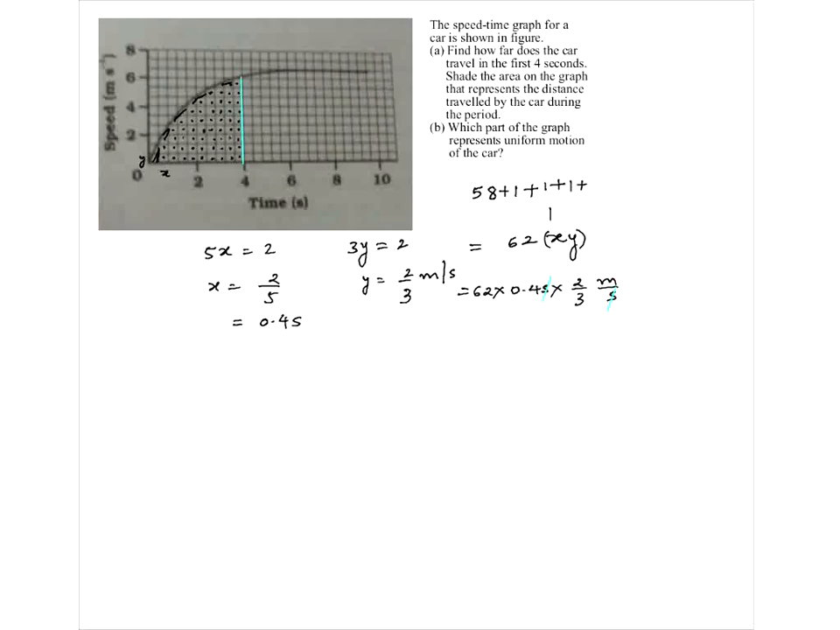Can you simplify this? Sir, around 16.5. 16.5. I think that's looking fine. Any questions? Then let me know.